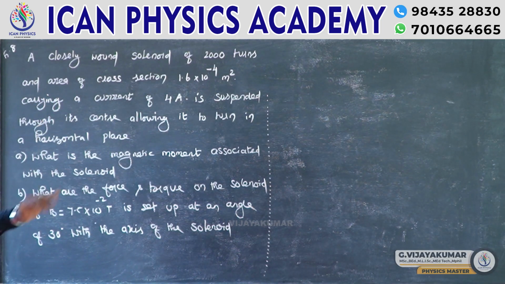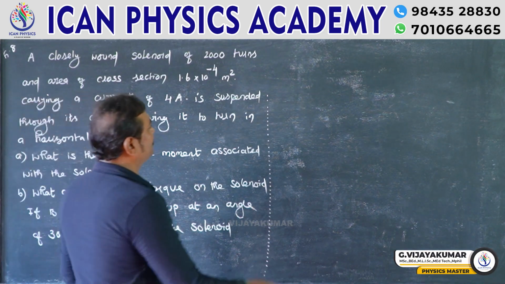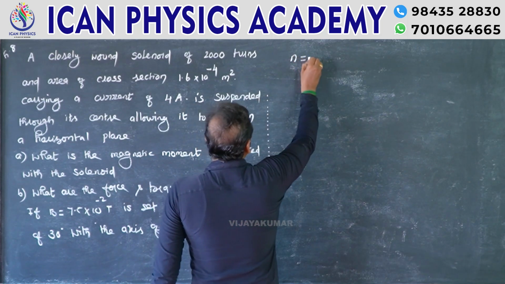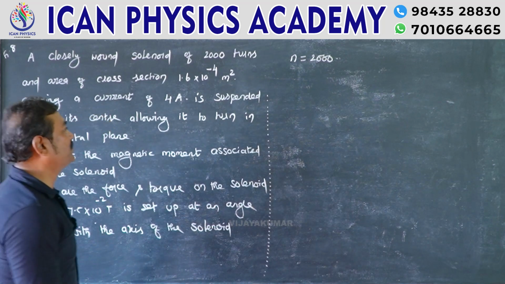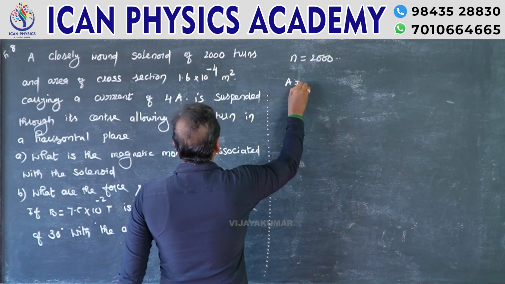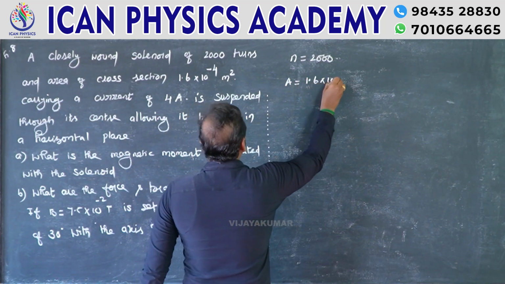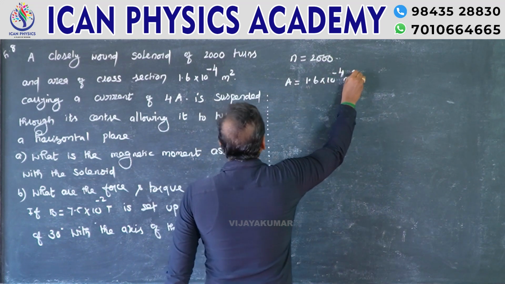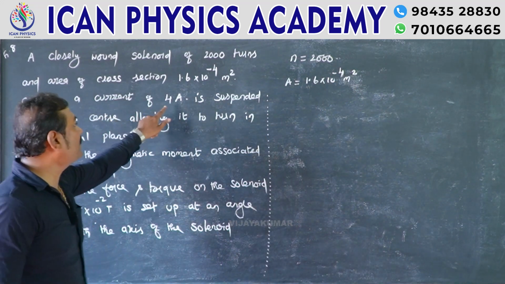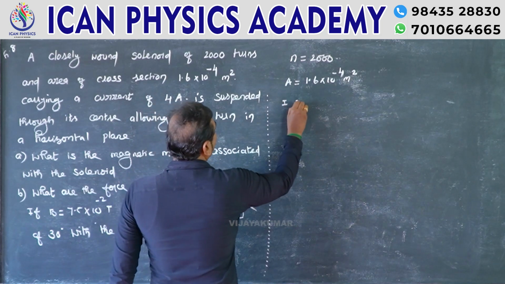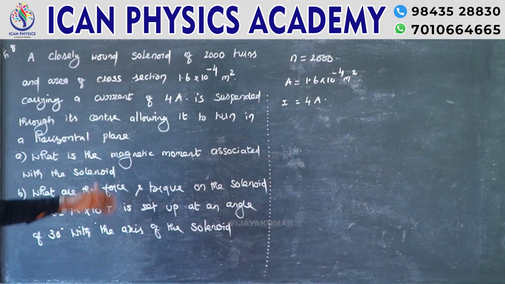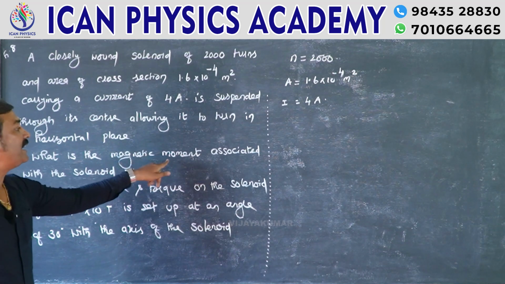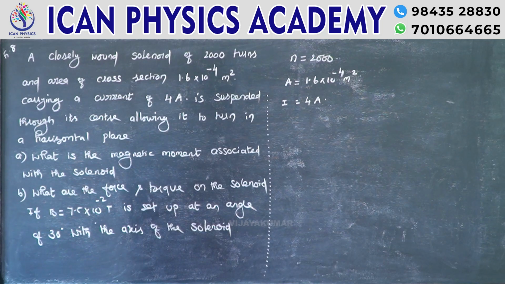Now, a closely wound solenoid of 2000 turns. So, the number of turns is 2000. And the area of cross section is 1.6 into 10 to the power minus 4 meter square, carrying a current of 4 ampere. So, I equal to 4 ampere. It is suspended through its center, allowing it to turn in a horizontal plane. What is the magnetic moment associated with the solenoid?